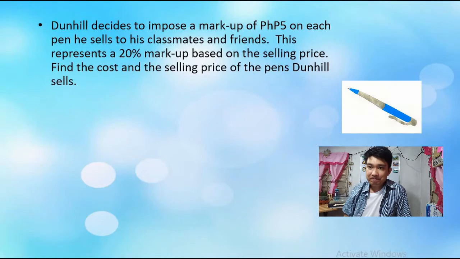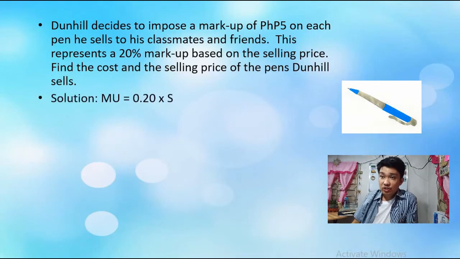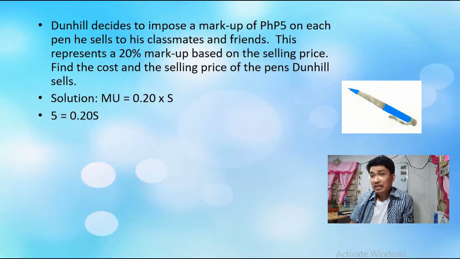Next problem. Dunhill decides to impose a markup of 5 pesos on each pen he sells to his classmates and friends. This represents a 20% markup based on the selling price. Find the cost and the selling price of the pens Dunhill sells. Solution. Markup is equal to 20% multiplied by selling price, which is equal to 0.20 multiplied by S. So 5, which is the markup, is equal to 0.20 S.